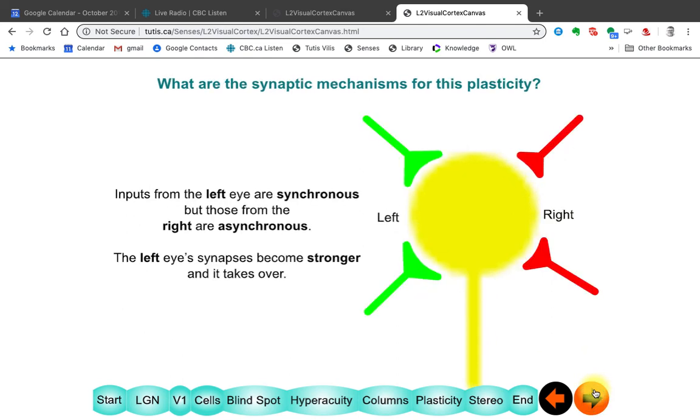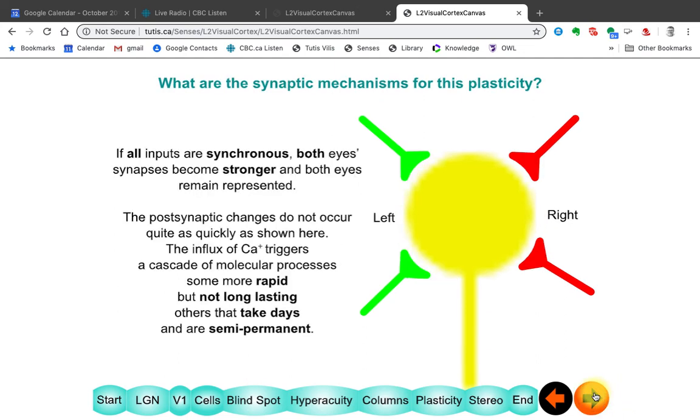You see that happening here. Okay, the green ones are firing together. The red ones are firing at separate times. And you can see gradually the green ones taking over the connections. So here we see a similar thing, but now all the inputs are coming in at the same time. So now both eyes have a similar advantage, and so both eyes retain their connections.